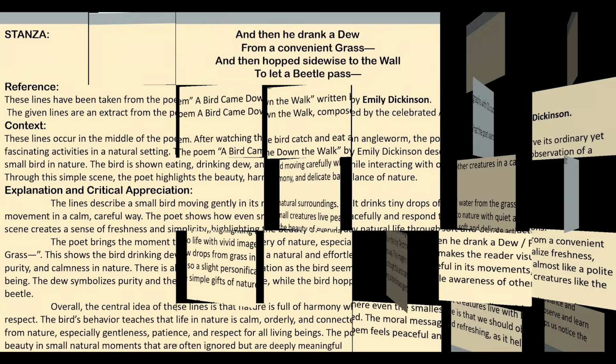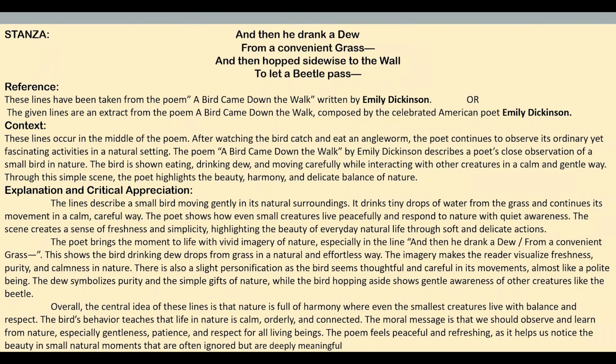Now, as shown in the example, the first paragraph explains the lines. The second paragraph discusses the poetic devices. I am talking about the heading explanation and critical appreciation. And the third paragraph focuses on the central idea, moral message, and personal opinion. By following this method, students can write a complete and effective explanation and critical appreciation and score maximum marks in their examination, inshallah.